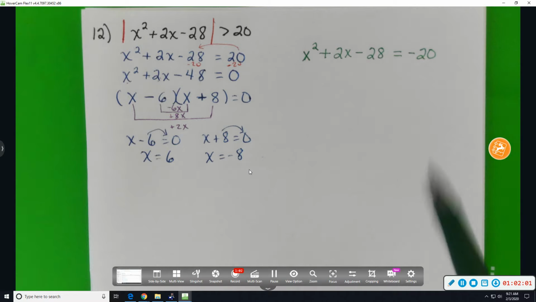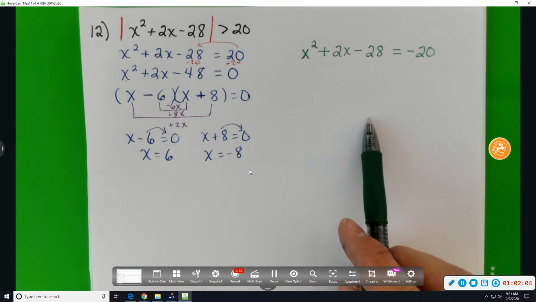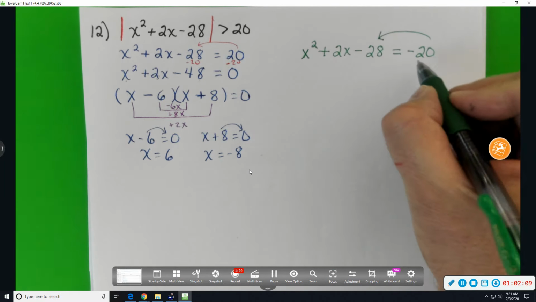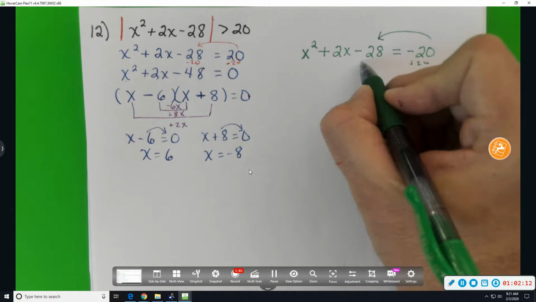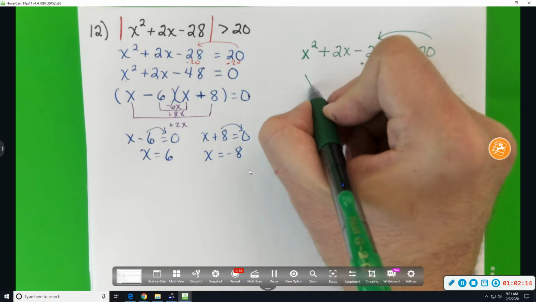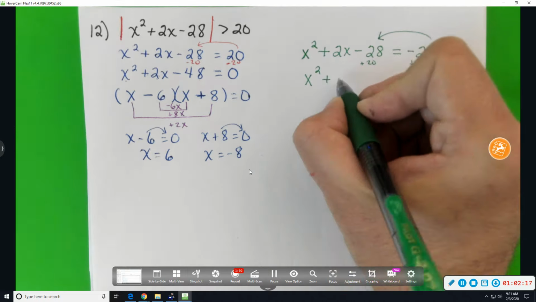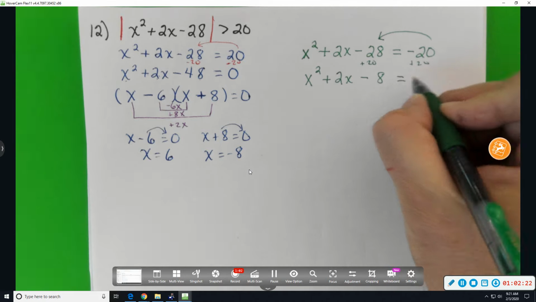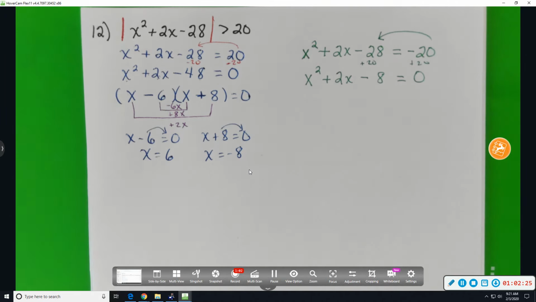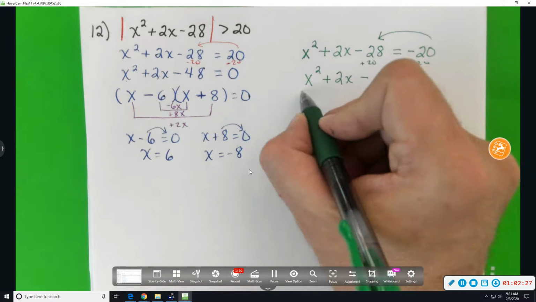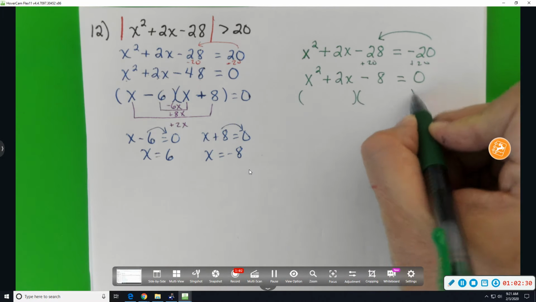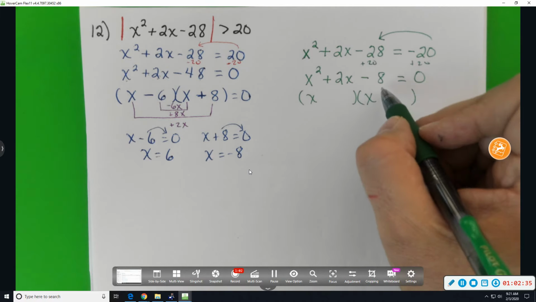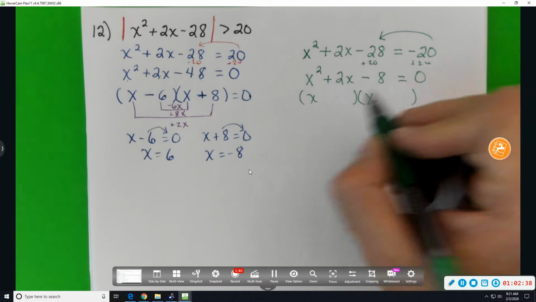Because I'm about to do the same thing over here in green with the equal negative 20. So I would move the 20 over. So that's going to be what? Adding 20. So I'd have an x squared plus 2x, is that minus 8 equals 0? So x and x. 2 times 4, is that what y'all are thinking? Or 1 times 8? 2 and 4?